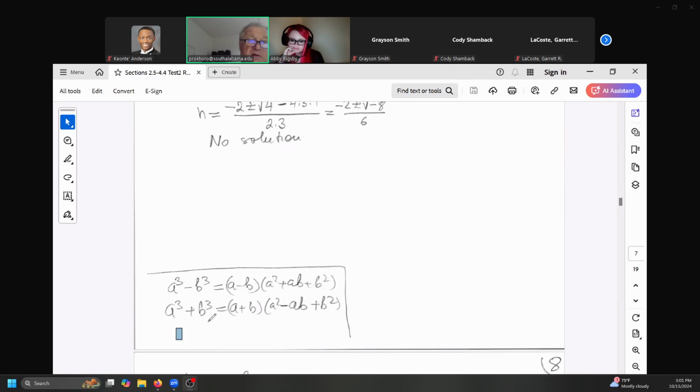When we have the formula a squared minus b squared, what is a squared minus b squared? We already discussed this. It's a minus b times a plus b. Good. And now I will give a different problem.